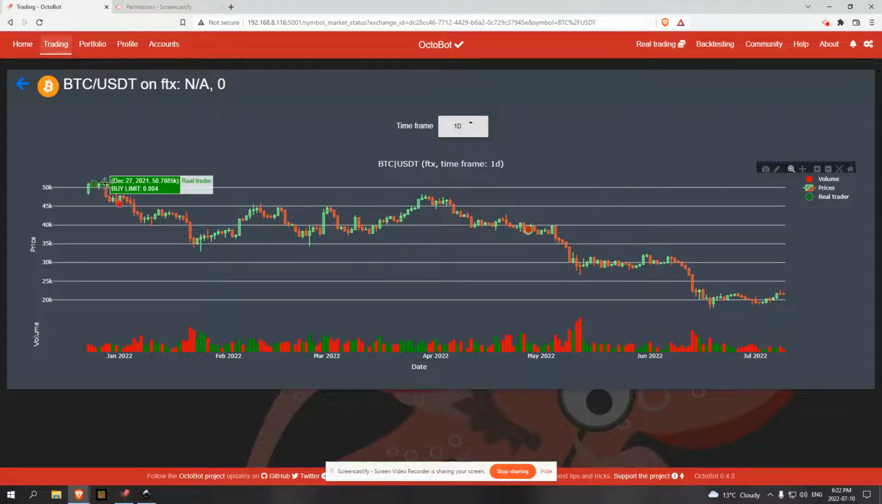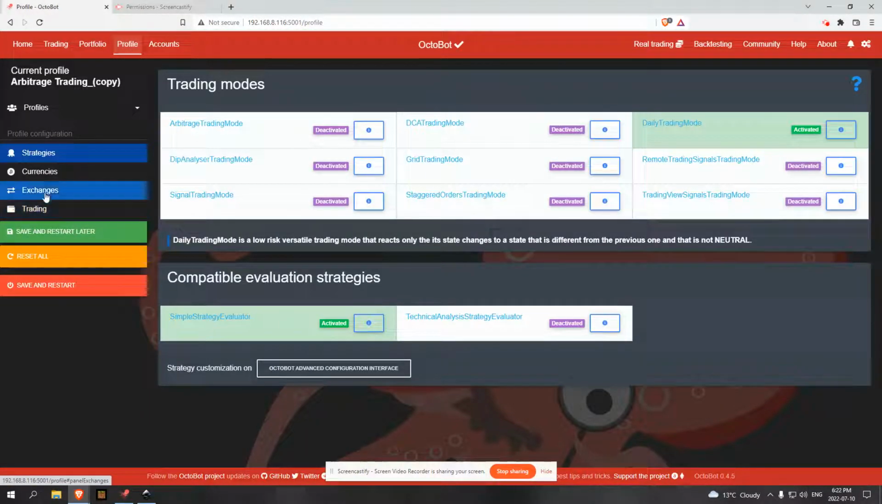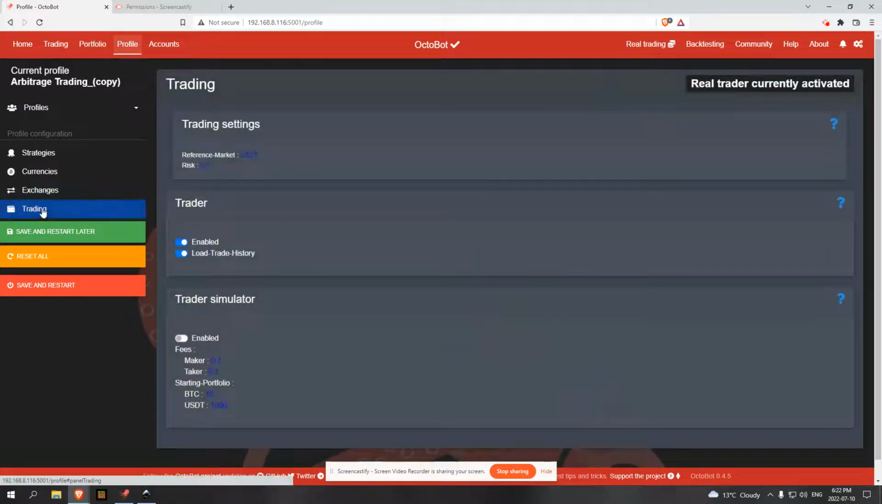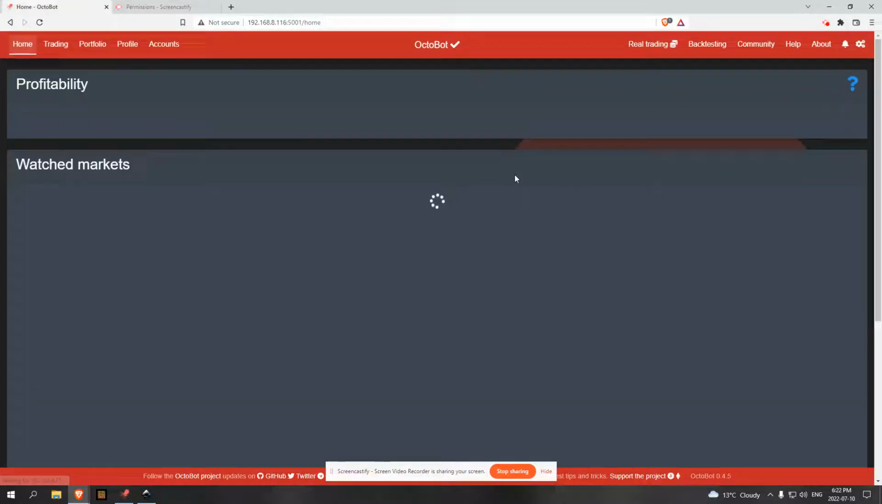What I can see is my buys and my sells that were made historically. I can have a look here on the chart. That is something that I always activate. I think it's over here on exchanges, trading maybe. Ah, yeah, okay, so it's profile and then trading. And then I always tick this load trade history.